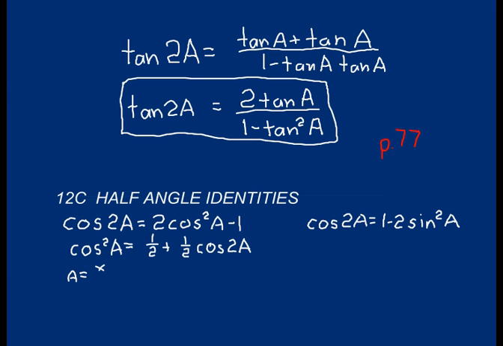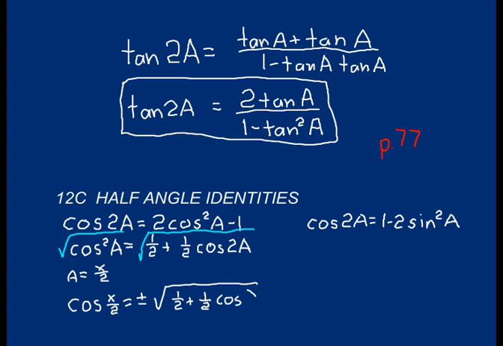Now to make a half angle identity, what we do is we set A equal to x over 2. And so if we substitute that in and also take the square root of both sides, you could see that we would end up with cosine x over 2 is equal to plus or minus the square root of half plus half cosine x. So there's the cosine half angle identity.